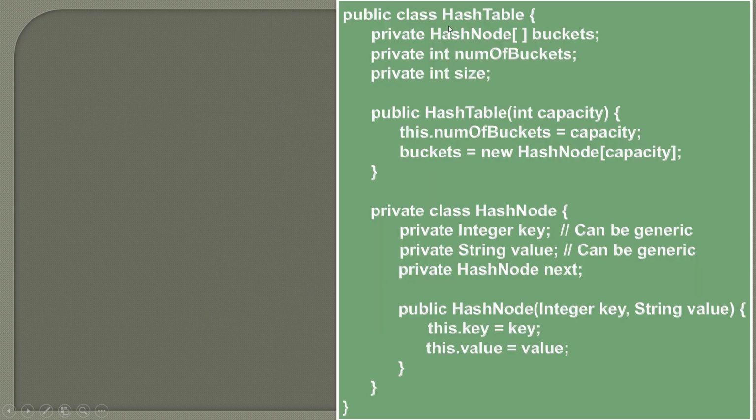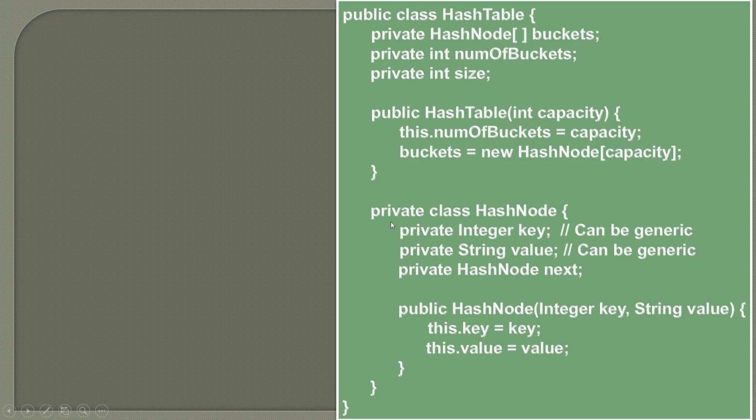So when we implement a hash table, you can see that we have 3 members here. One is the buckets array, which is of type hash node. The second value is number of buckets, which is also the capacity of our hash table. And the third variable is size, which is the number of key value pairs being stored in a hash table. Here you can see that the hash table has a constructor which takes in a capacity. So when we create an object of hash table, we need to provide the capacity of our hash table. It means we are providing how many buckets the hash table will have.